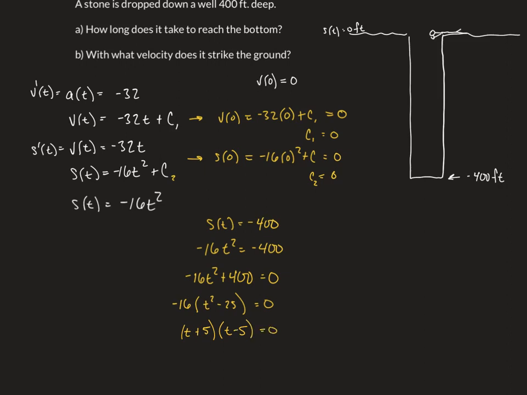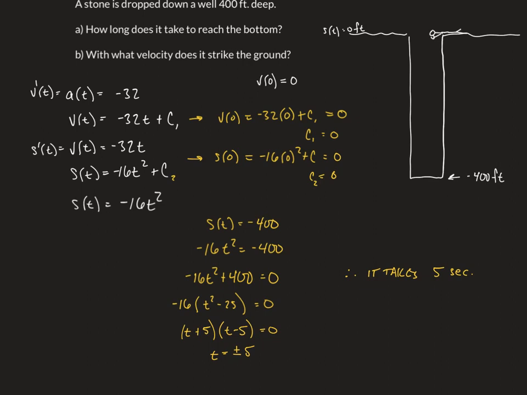And I don't necessarily need to account for that negative 16 at this point because I'm trying to figure out what's going to make this thing 0. So that would be at plus or minus 5. Whichever of those makes sense, right? Does it make sense that in negative 5 seconds it will reach the bottom? Or does it make sense that in 5 seconds it will reach the bottom? So therefore it takes 5 seconds.